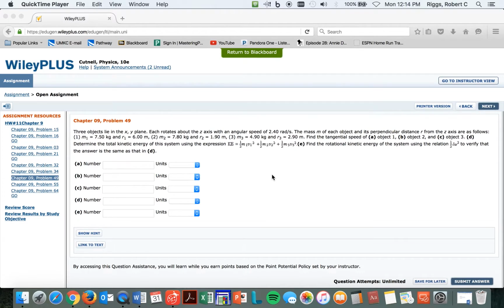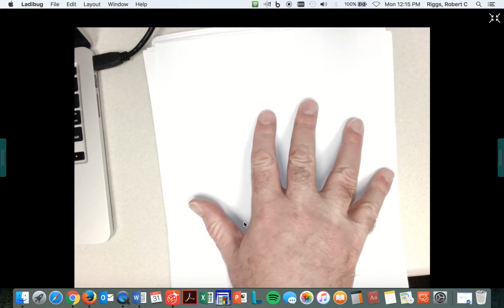Now this problem is just long and tedious. Okay, it's long and tedious, but it'll reinforce a lot of ideas. So basically, we've got three objects, and we're going to assume that they are just masses that are just like dots, and each rotates about the z-axis. So the z-axis is what's coming out of the page. Let me just show you real quickly how to do this problem. They're showing you the relationships between.